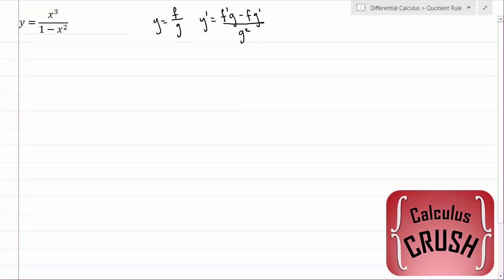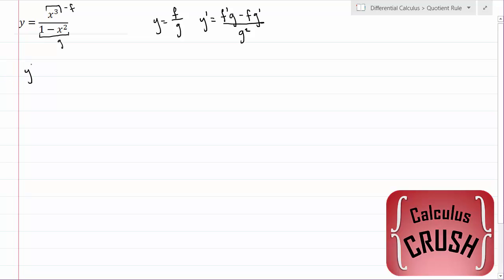So for this function, we need to identify which two expressions are being divided. On top, we've got x cubed. That'll be our f. And on the bottom, we can see x cubed is being divided by 1 minus x squared. So that is our g.